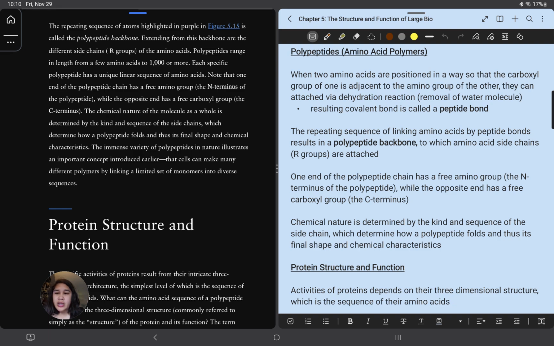Note that one end of the polypeptide chain has a free amino group, the N-terminus of the polypeptide, while the opposite end has a free carboxyl group, the C-terminus. The chemical nature of the molecule as a whole is determined by the kind and sequence of the side chains, which determine how a polypeptide folds and thus its final shape and chemical characteristics. The immense variety of polypeptides in nature illustrates an important concept introduced earlier, that cells can make many different polymers by linking a limited set of monomers into diverse sequences.